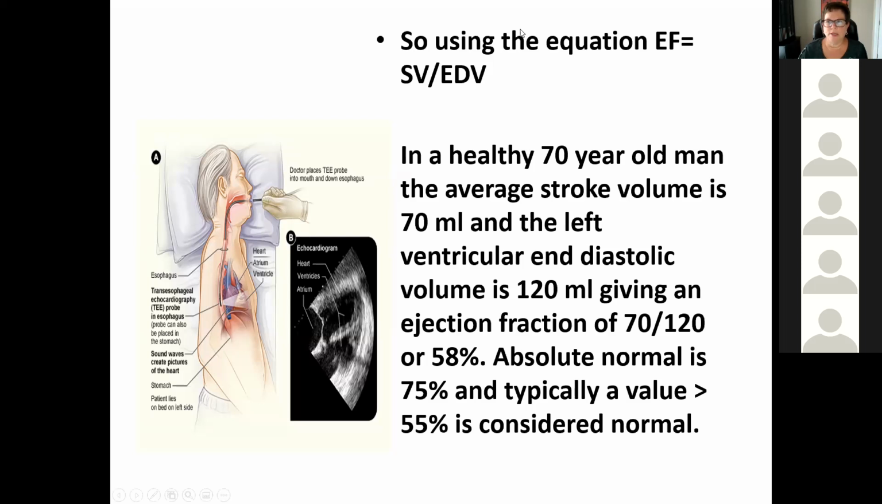Oh, my chat box left me. Darn. Sometimes when I click it too fast, it leaves. Anybody able to do that math? You no longer have an ejection fraction of 58%. Can anybody come on to the mic? Because my chat box has disappeared.